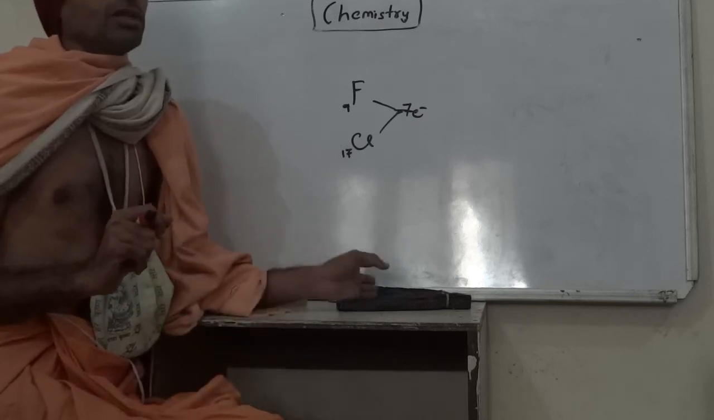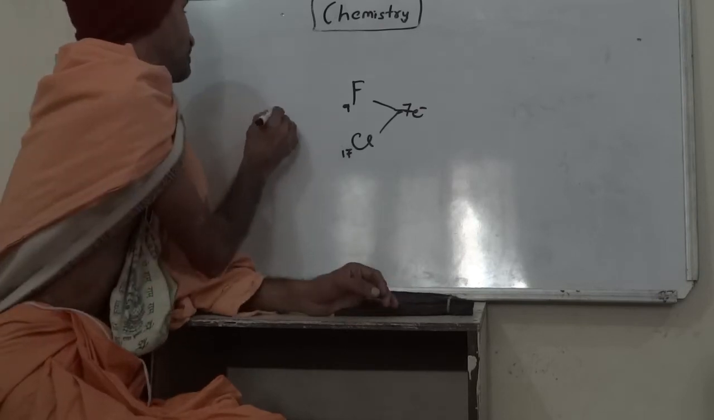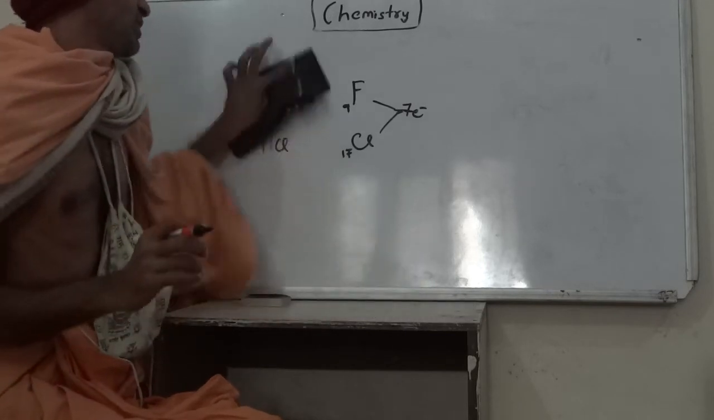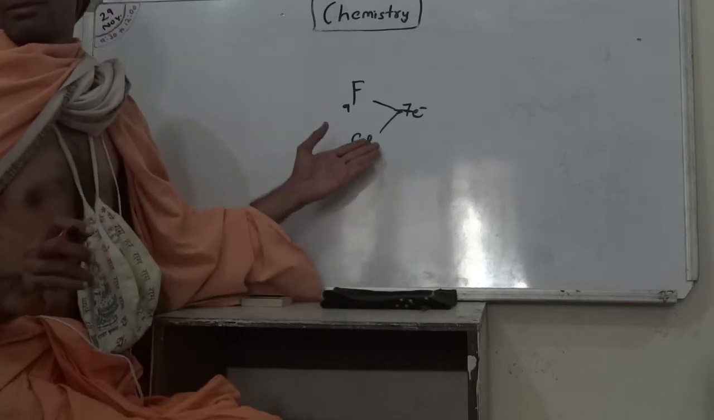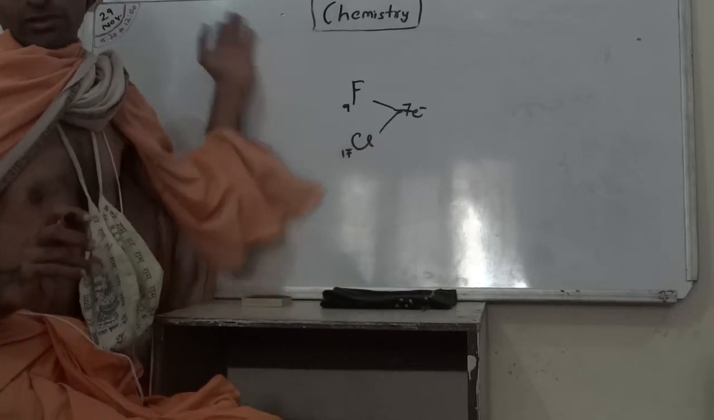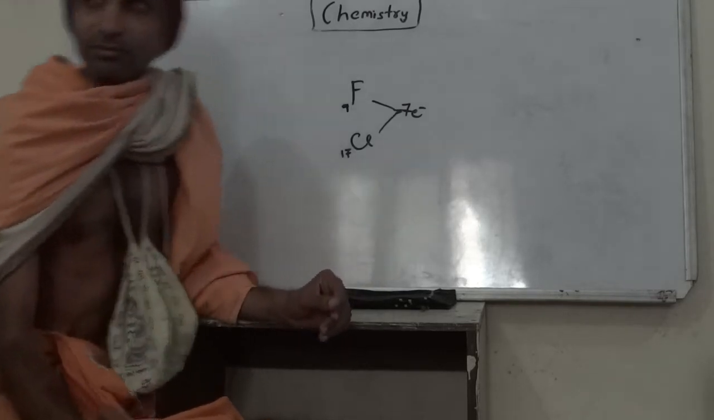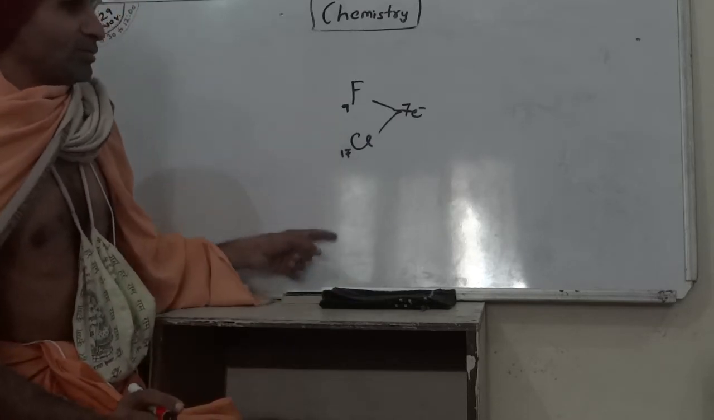When it comes in contact with hydrogen, it will form hydrogen fluoride. When chlorine comes, it will form hydrogen chloride, like this. Both will be accepting 1 electron from hydrogen, or from whatever substance they come in contact with. So their chemical properties are similar. So they make one column.